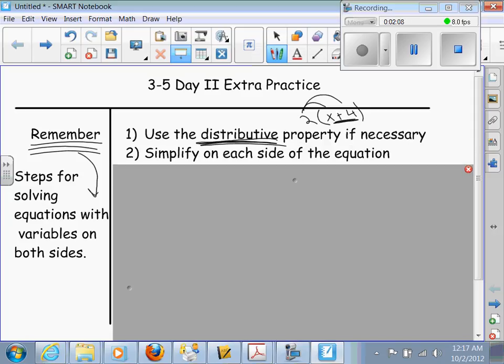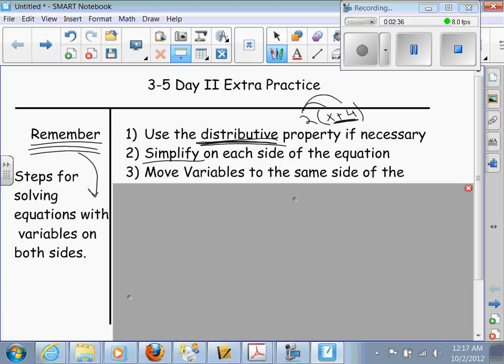Second thing we want to do is simplify each side of the equation. So if we have an equation that can be simplified on either side, we want to do that first before we start rearranging things. So look to simplify before you move things around. It will make your life easier. It will allow you to do fewer steps, which in turn creates fewer errors.